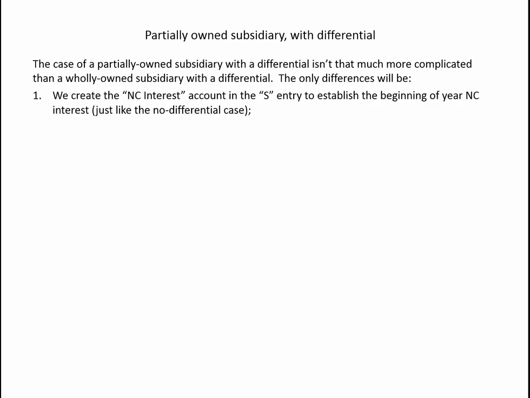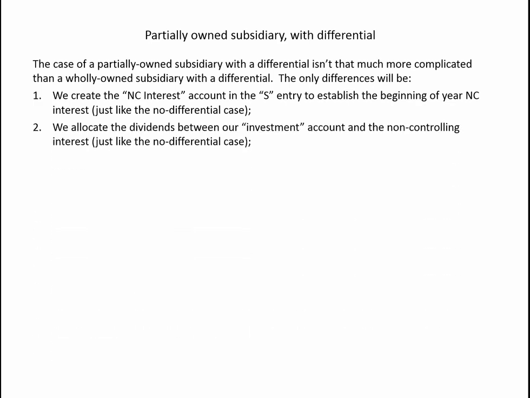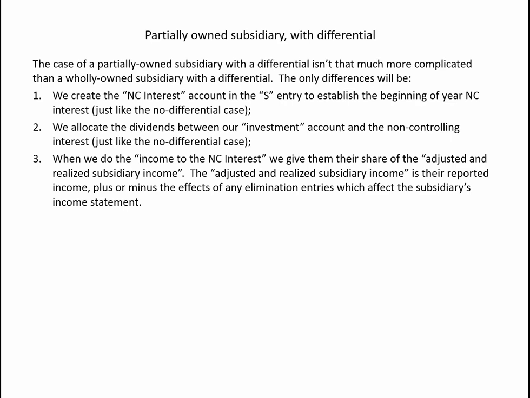The only differences are going to be, first, we're going to have to create a non-controlling interest account in the S entry to establish the beginning of year non-controlling interest, just like we did in the no differential case. Second, in the D entry, we're going to have to allocate the dividends between our investment account and the non-controlling interest, just like the no differential case. And third and finally, when we do the income to the non-controlling interest, we're going to allocate to them their share of the adjusted and realized subsidiary income. The adjusted and realized subsidiary income is their reported income plus or minus the effects of any elimination entries which affect the subsidiary's income statement.